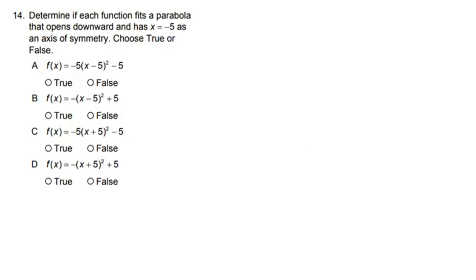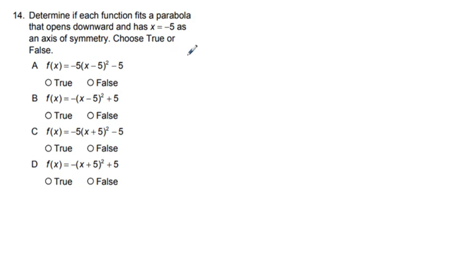Number 14: determine if each function fits a parabola that opens downward and has x equals -5 as an axis of symmetry. So basically you can look at this. Here we have for a, okay, to open downward, we have to have a being negative. So all these open downward, right? Negative, negative, they're all opening downward. So the point is, where's the axis of symmetry?